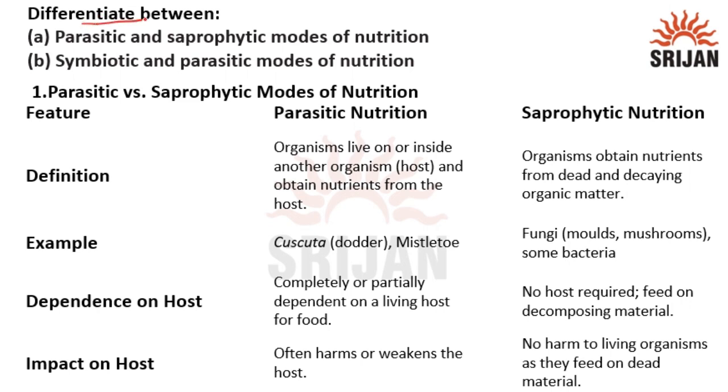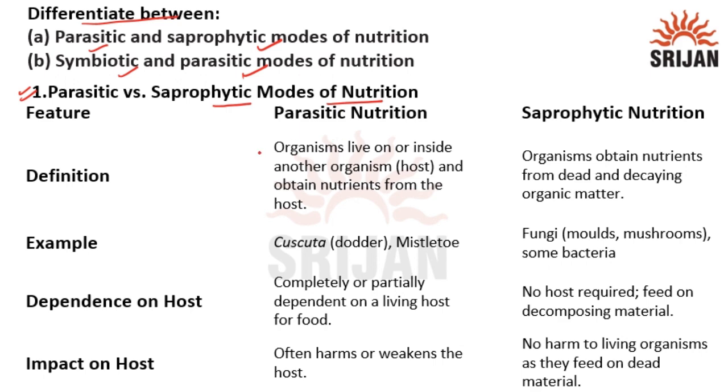The question is: differentiate between parasitic and saprophytic modes of nutrition. The second one is symbiotic and parasitic modes of nutrition. So first of all, we have to differentiate between parasitic and saprophytic modes of nutrition, then between symbiotic and parasitic modes of nutrition. First of all, we will talk about parasitic versus saprophytic modes of nutrition.